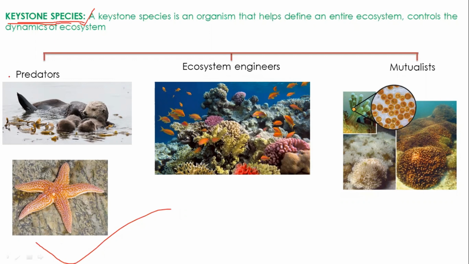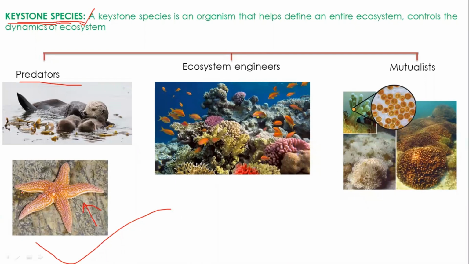Now this keystone species can be a predator, because you see here what the sea stars were doing was eating or feeding on the Mytilus. So that's why a keystone species can be a predator, may not be a top predator, but a predator.